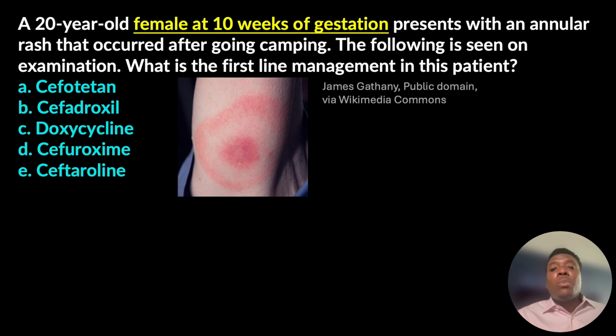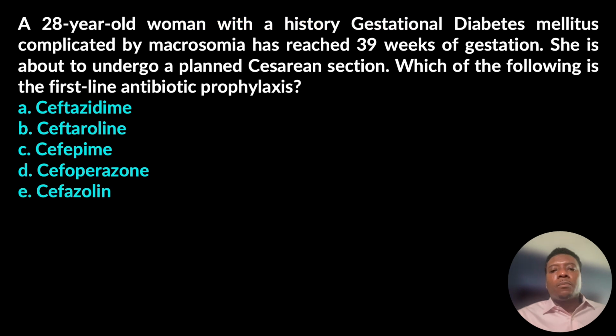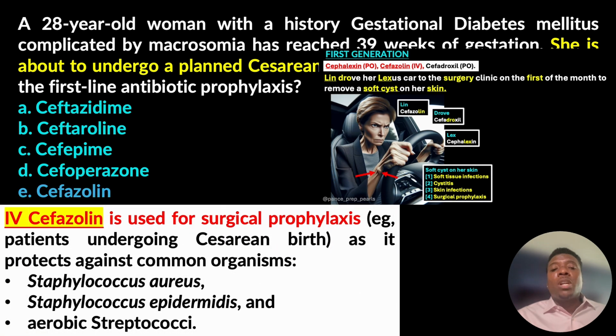This patient is at 10 weeks gestation and she has Lyme disease. In that case here, remember pregnant Lyme, so therefore I'm going to use either cefuroxime or amoxicillin, which are safe during pregnancy for Lyme disease. In this case, she's going to undergo a C-section, which is going to be a surgical prophylaxis necessity. So therefore, for surgical prophylaxis, again, we use our first generation cephalosporins. They're great for skin and soft tissue infections and to prevent them, making cefazolin the preferred answer here.